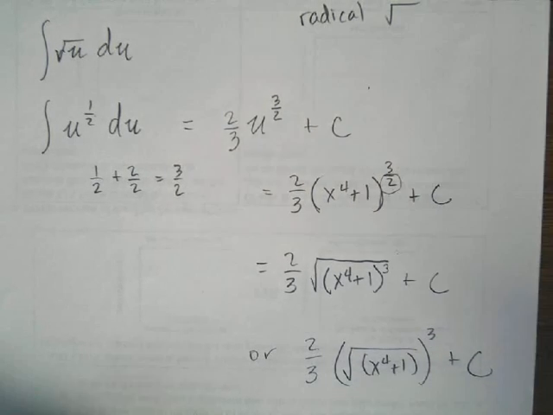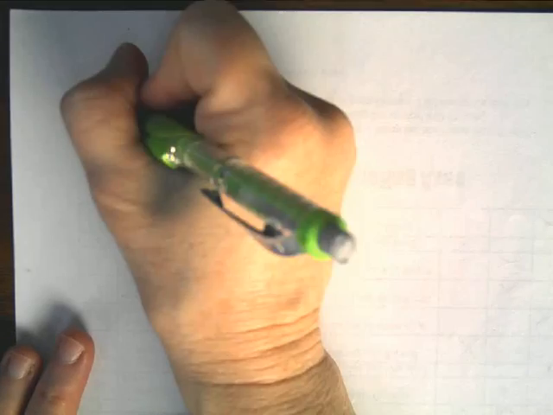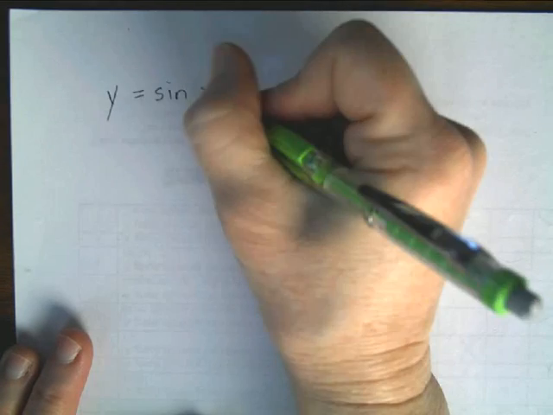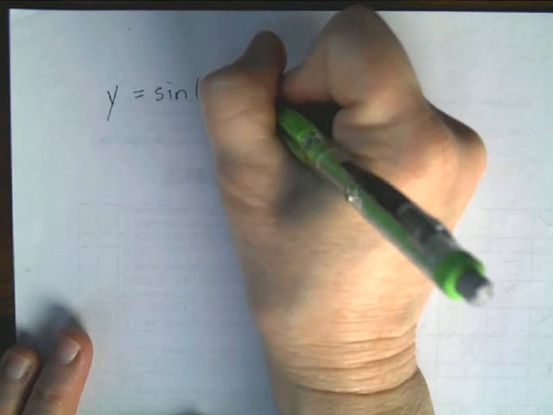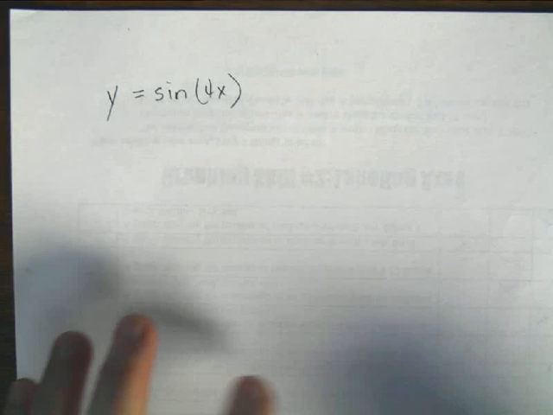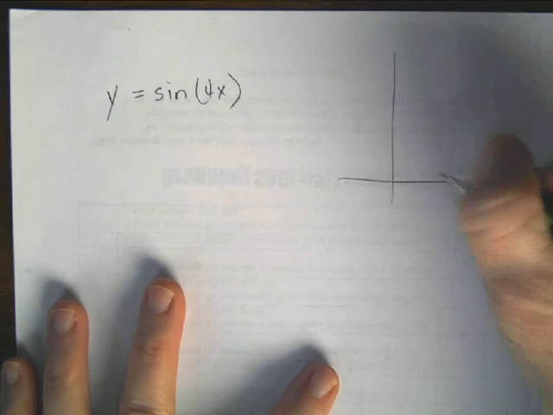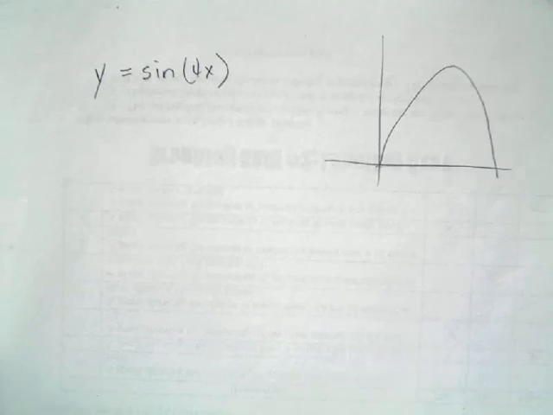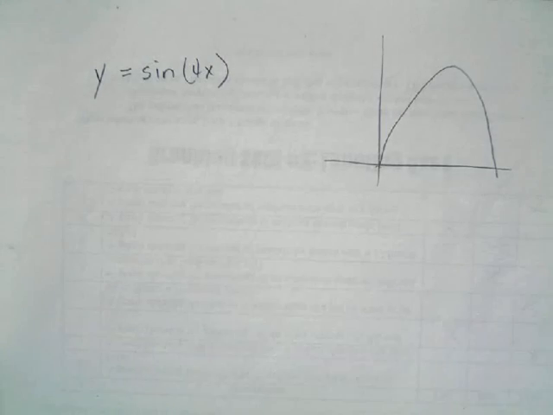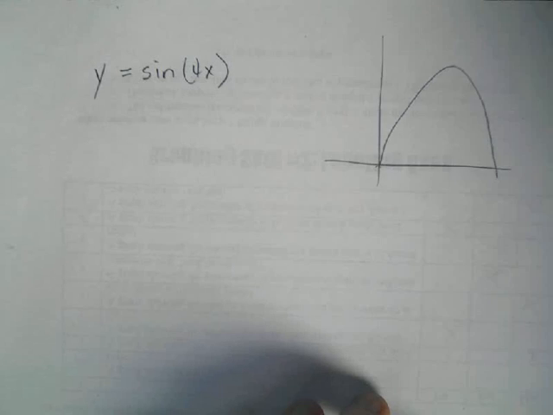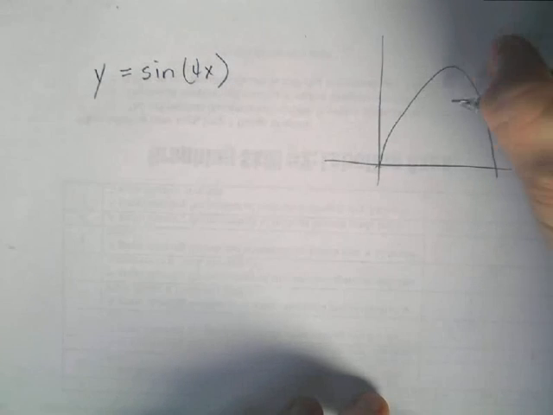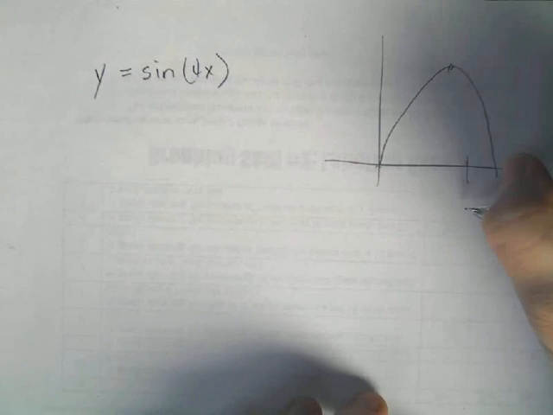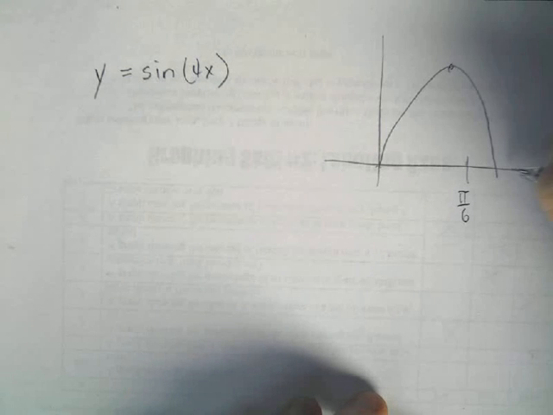All right, problem number 2 was a little bit trickier. So it was y equals sine of 4x, and you were asked to find the area under the curve, and you were given this picture. On the picture, I actually gave you some values here, pi over 6 and pi over 3.